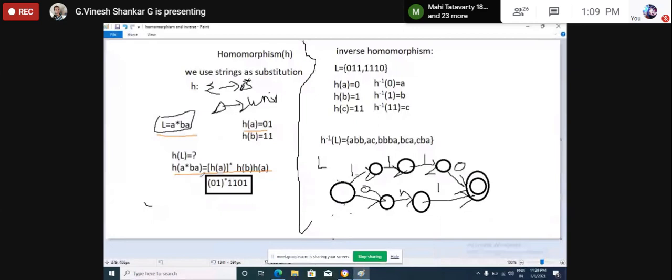Now coming to the inverse homomorphism, it's very simple. L is equal to 0 1 1 1 0. This is my language. He has given H of A is equal to 0, H of B is equal to 1, H of C is equal to 1 1. Now I want to find H inverse of 0. H inverse of 0 is nothing but A. H inverse of 1 is nothing but B. H inverse of 1 1 is nothing but C.